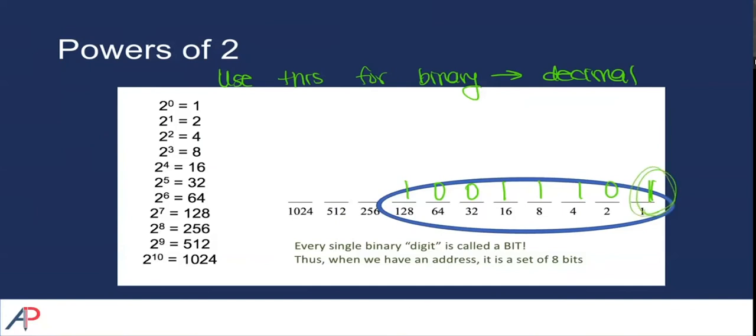this 1 is in the ones place. This 0 is in the twos place. This 1 is in the fours place.